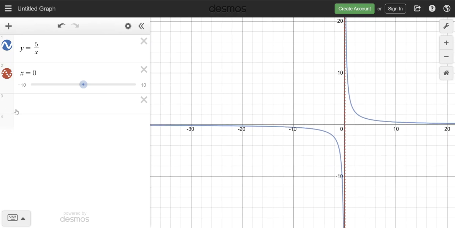We're also approaching this line, the line y equals 0, okay? We're approaching this one as well. And let's see if we can get a different color on here. What is this thing doing to me?